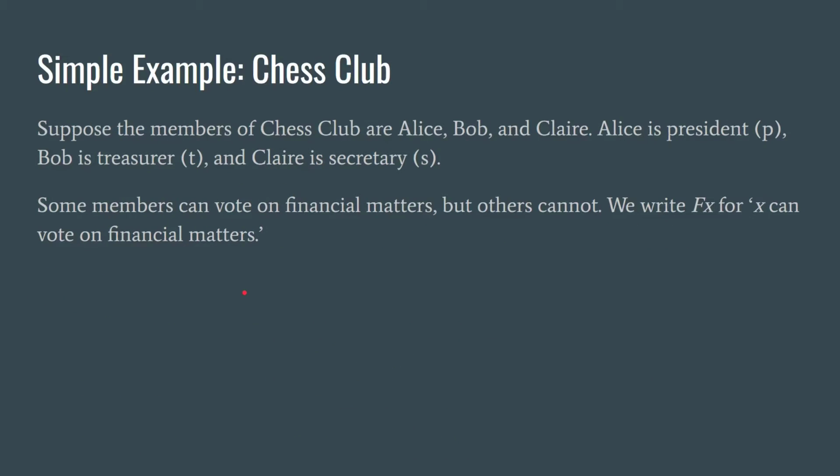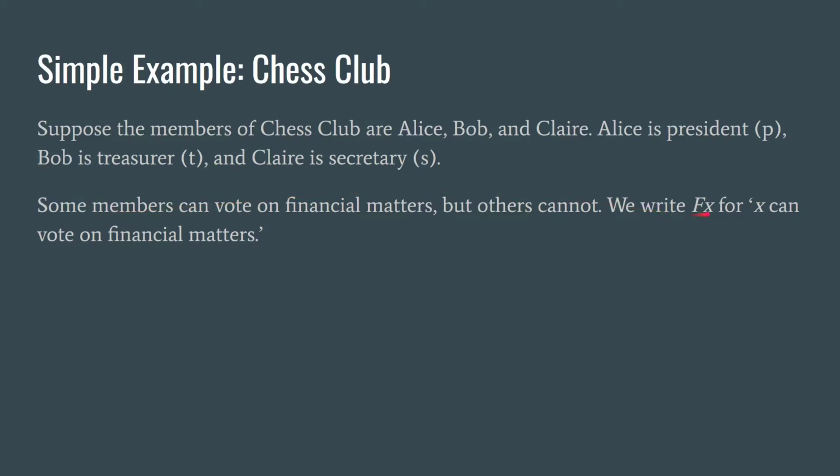More simple examples on the way. Suppose we have the members of chess club, Alice, Bob, and Claire. Suppose Alice is the president, Bob is the treasurer, and Claire is the secretary. So we have three individual constants. We have P for president, T for treasurer, and S for secretary.